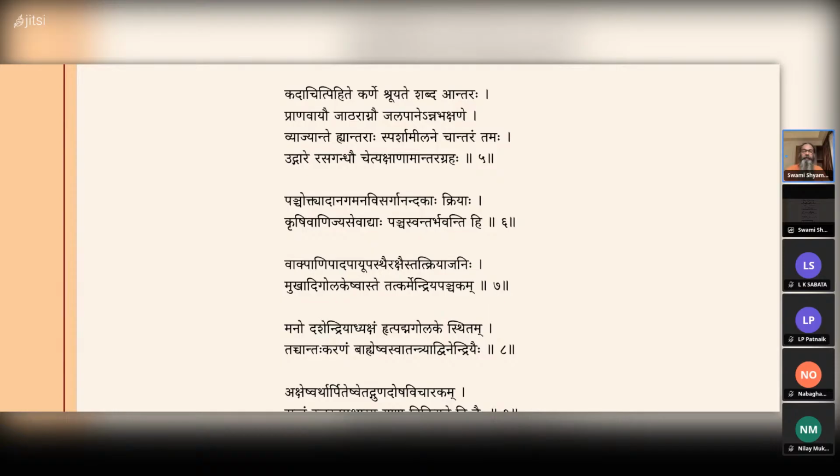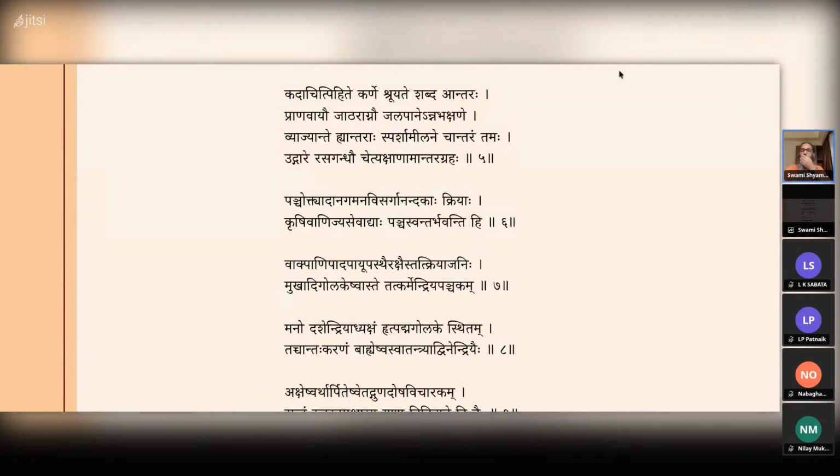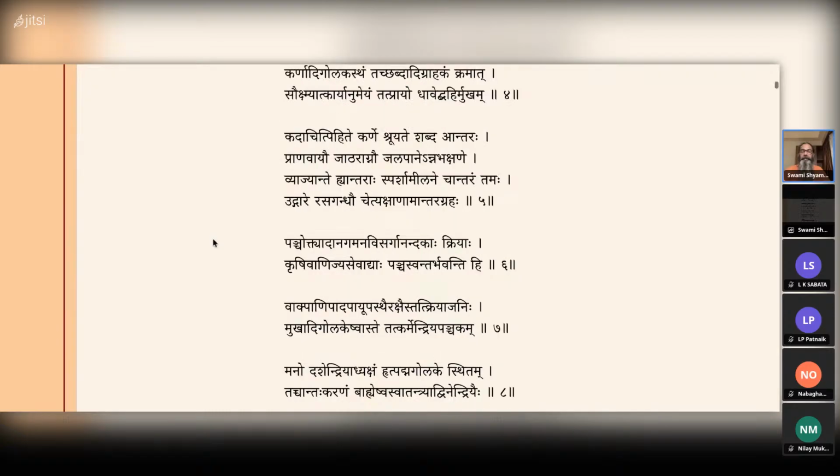So let's talk about these jnana indriya. Let's talk about it. Are you being able to see? Have I shared? Let me share it again. Yeah, you're being able to see it. So let me go to that Panchadashi, that particular shloka here.